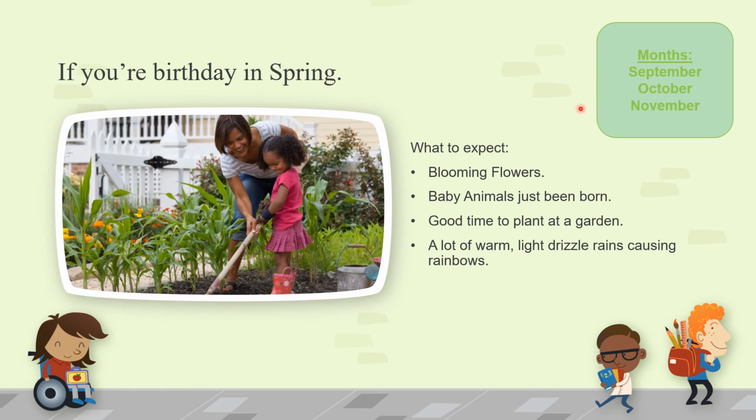Springtime. If you're born around September, October, November, your days are filled with blooming flowers and baby animals just born. It's a very good time to plant a garden. A little warm, with light drizzle rains causing a lot of rainbows, if your birthday is in spring.